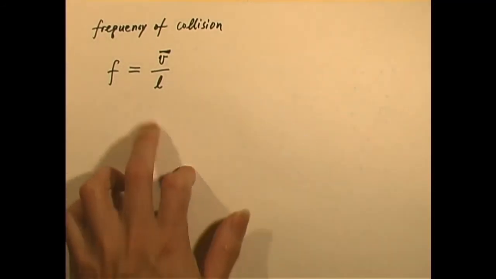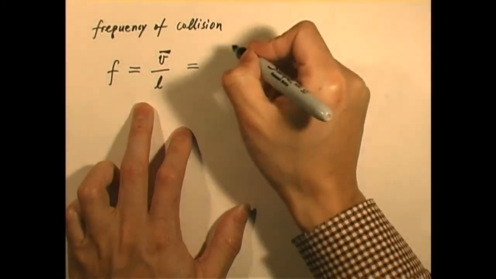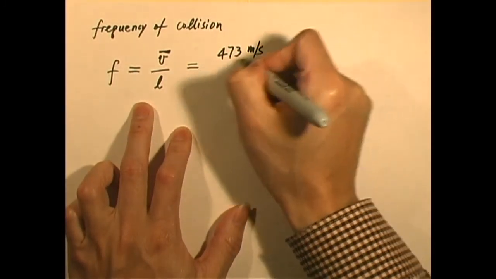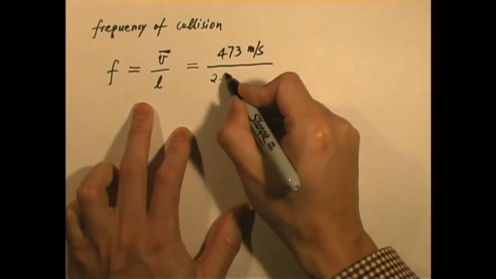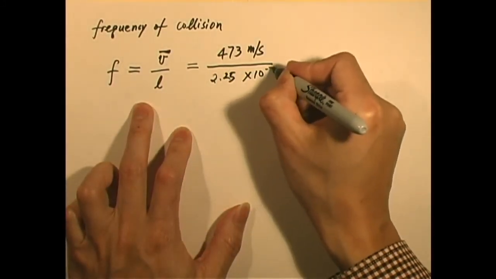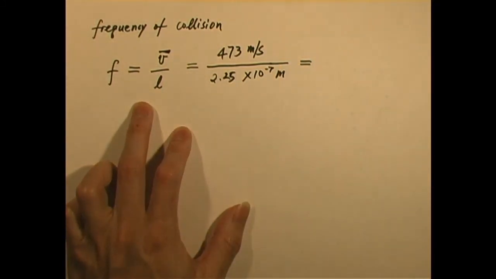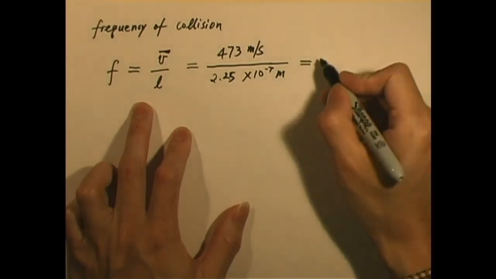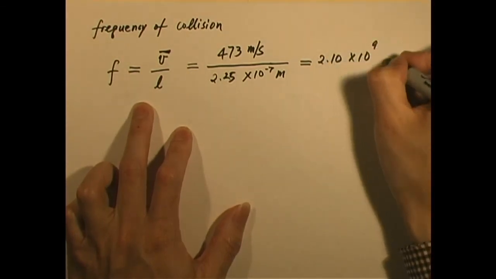Okay, now we can do some numerical calculation. Again, using air as an example, nitrogen molecules. The typical speed is 473 meters per second, given room temperature. That's from the same sample problem, number 6. And you divide this by the mean free path, which we already calculated, 2.25 times 10 to the negative 7 meters. This gives you the number of collisions per second for one nitrogen molecule, and that's equal to 2.10 times 10 to the 9 collisions per second.